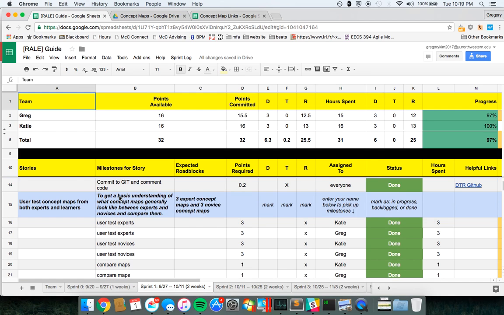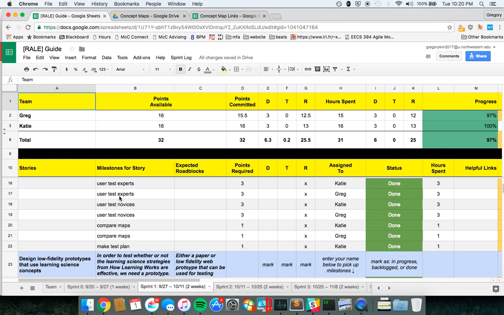This is the sprint video for Sprint 1 for Team Guide. This sprint we began using user testing, specifically with the knowledge organization learning science concepts we looked at earlier. We presented both experts and novices with the same web page and asked them to draw a concept map of how they believe that different concepts work together to make this page work. And we gained a lot of valuable information out of this.